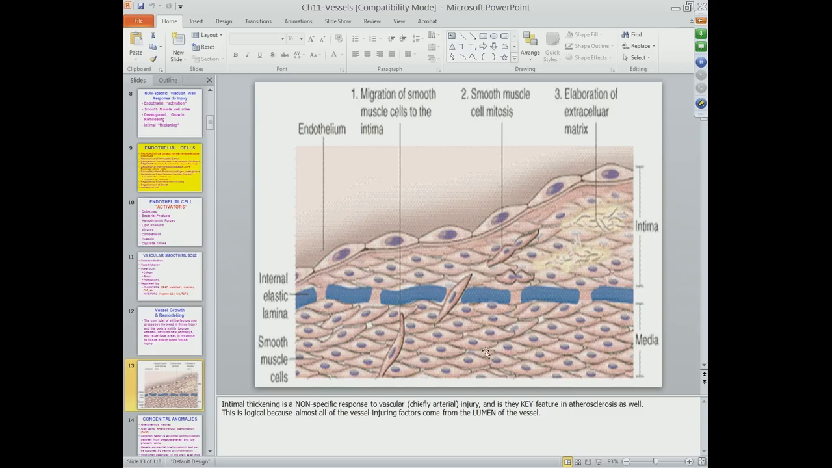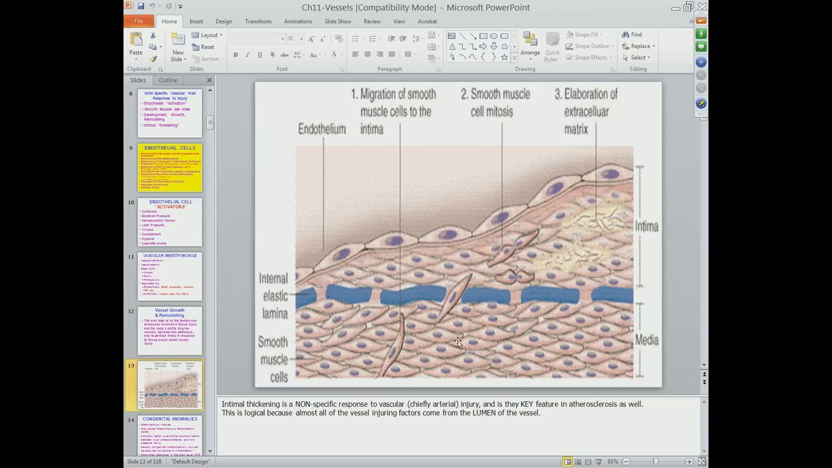And in addition, because these smooth muscle cells elaborate extracellular matrix, they're much more likely to make it once they're activated or migrated through the media and into the intima.